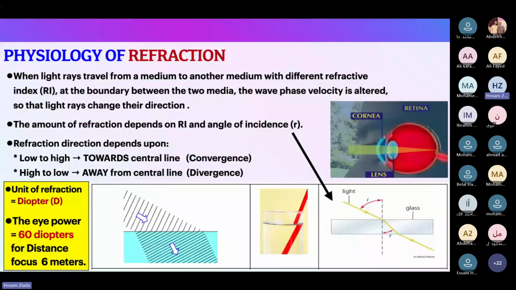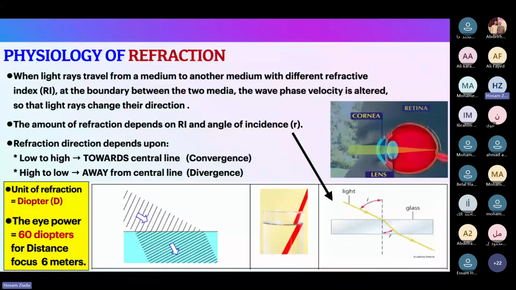So when I ask you about the eye power, the eye power of refraction, you will tell me in this way: 59 to 60 diopters, but you have to say that the object should be at 6 meters. And you have to continue.